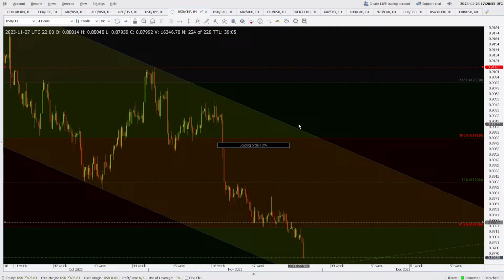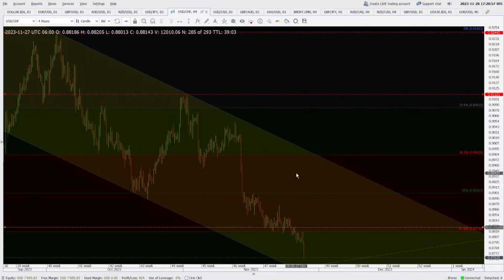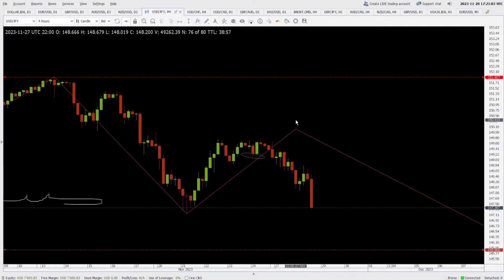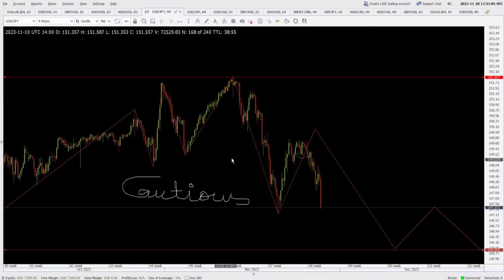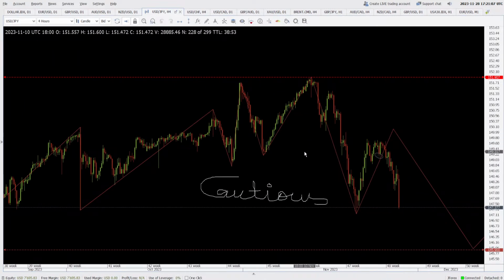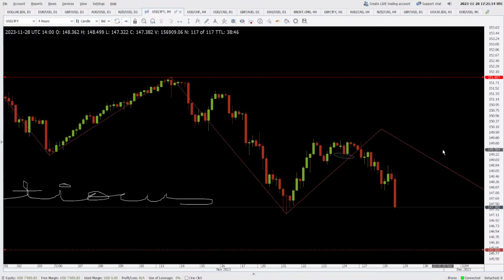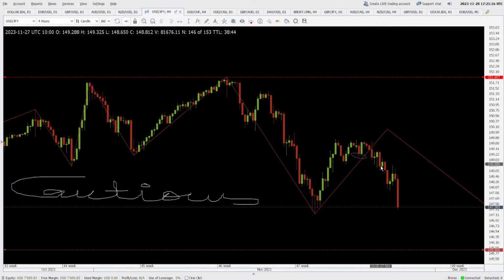USD CHF, the downtrend was expected. Can you also cover 4 hours for USD JPY? Yes, I will. Okay, this is the 4 hour of USD JPY. What is there to cover? But are you expecting something? All in all, it is going down. Even on the 4 hour, it's a downtrend.